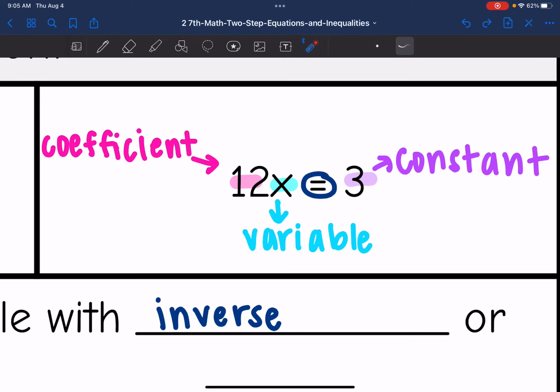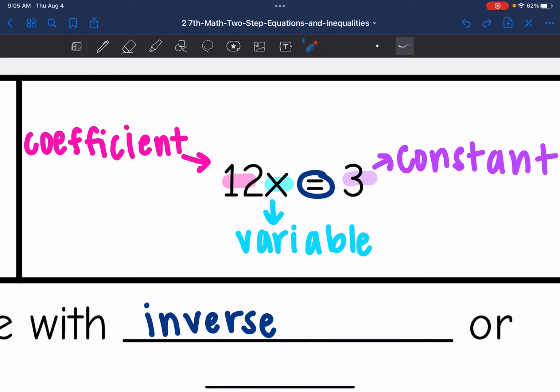So I already did that. Remember, the coefficient is the number in front of x. So in this one, it would be 12. The variable is the unknown. Usually we use a letter to represent it. This time it is x. There's our equal sign, and then 3 is the constant since that's a number by itself. It's important that you know these words because I'm going to refer to this as the coefficient, this is the variable, and this is the constant. So you need to know what I'm talking about.